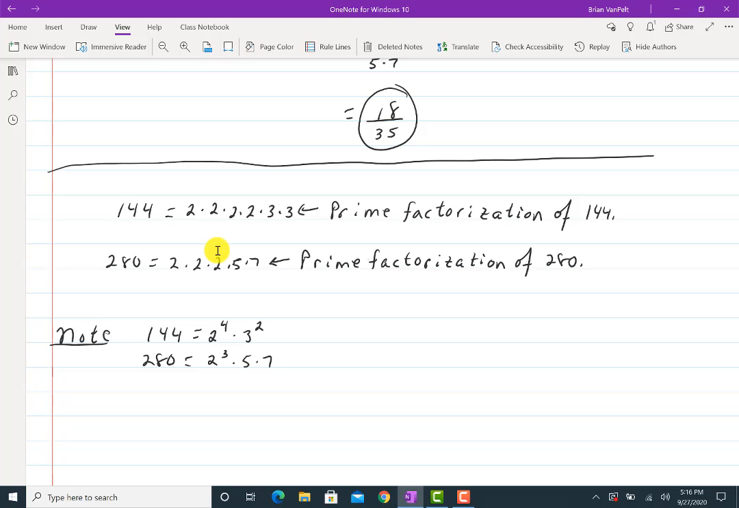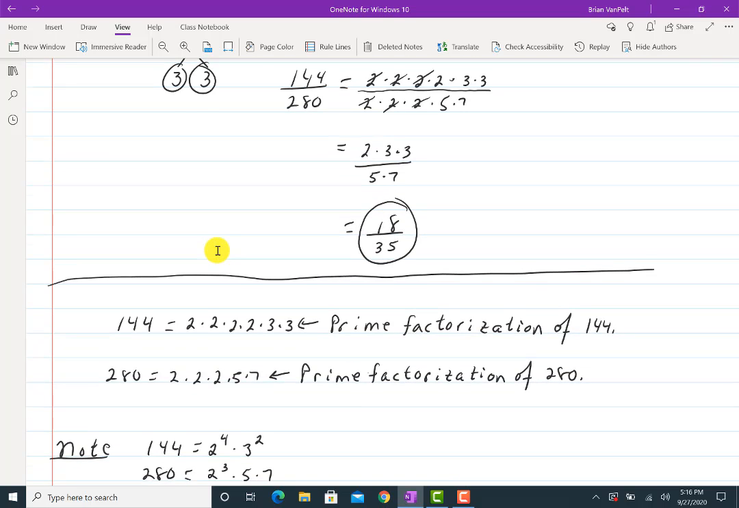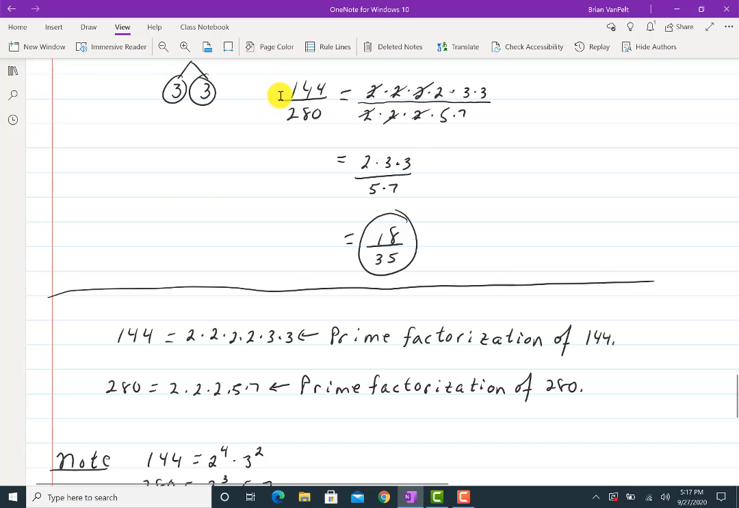So there's how we can use the prime factorization to get ourselves a fraction in lowest terms. So write them using the prime factorizations and then cancel the common factors.